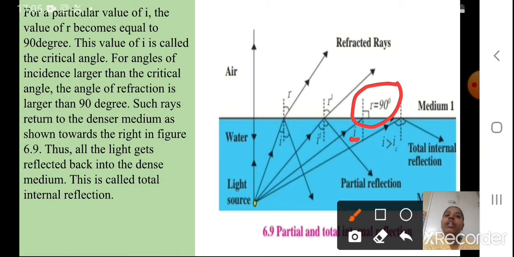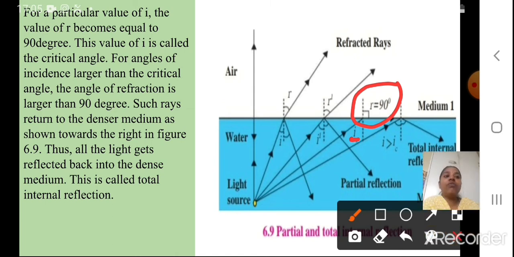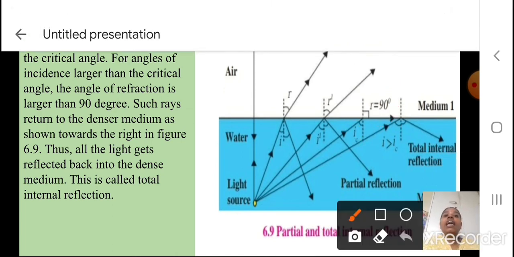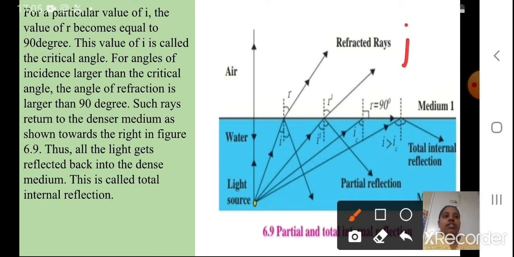Now, this value of the incidence angle I, we don't know that value, but at that value r will become 90 degrees. At that time, that angle of incidence we call the critical angle, and we write it as Ic. Can you see it written here, Ic? So for a particular value of I, the value of r becomes equal to 90 degrees. This value of I is called the critical angle.